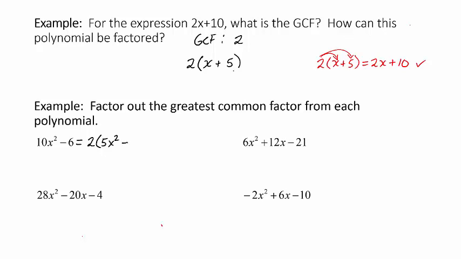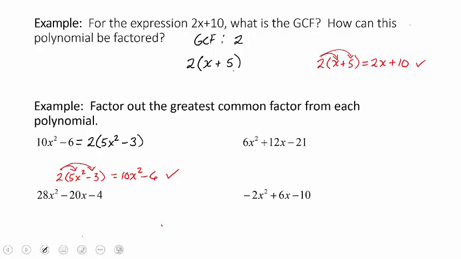And then 2 times what gives us negative 6? Well, minus 3, right? So 2 times 5x squared is 10x squared, and 2 times negative 3 is negative 6, right? Okay, so if we take what we ended with and distribute that back through, I multiply the 2 times the 5x squared and times the minus 3. What do we get? We get 10x squared minus 6, right, when we distribute that through. Okay, and that's what we started with, so that's what we wanted.